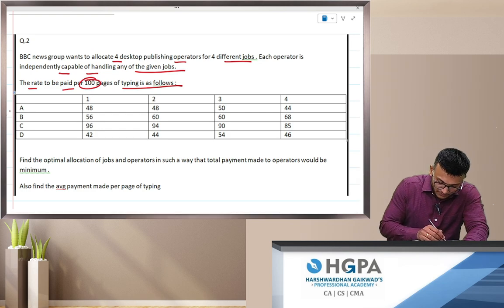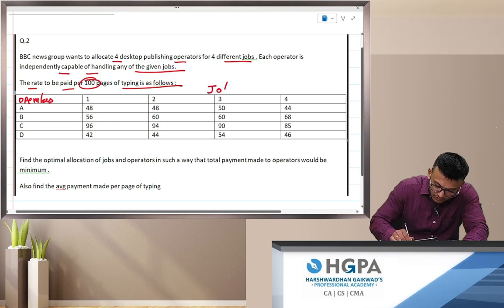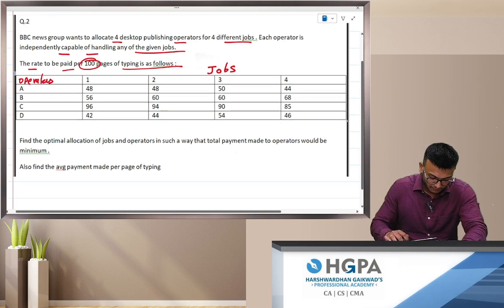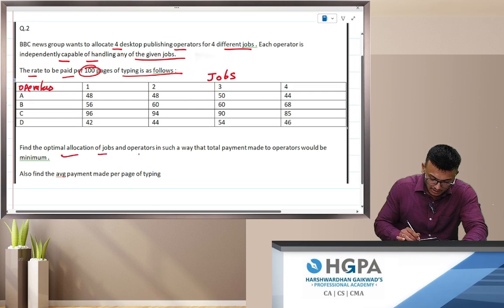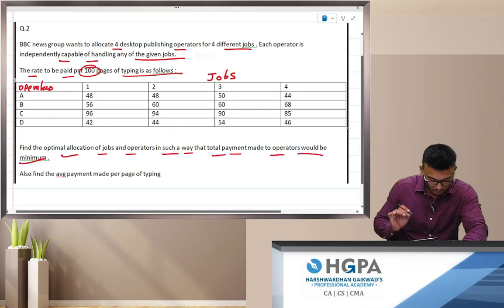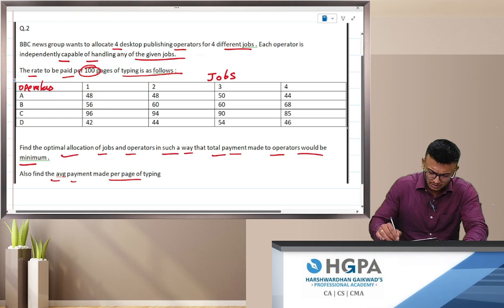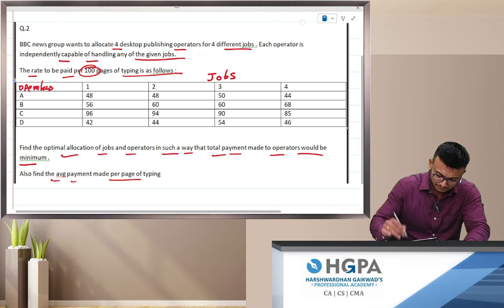Now obviously, these are the operators, and these are the different jobs. Okay, chalo. Find out the optimal allocation of jobs and operators in such a way that total payment made to operators would be minimum. Also find out the average payment per page of typing. That is the second question. Okay. So can we start doing this, everybody, please?